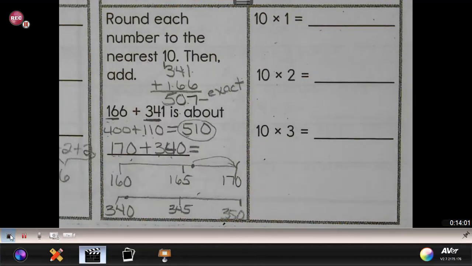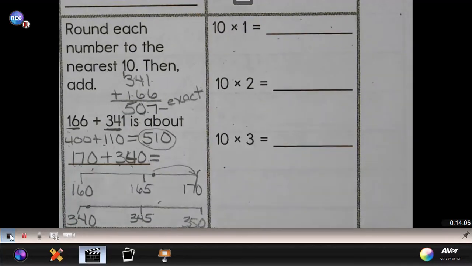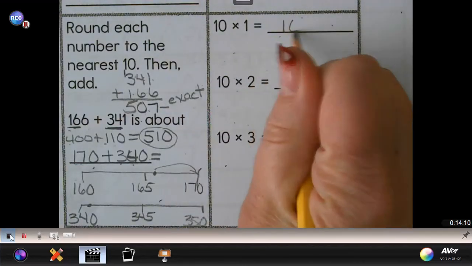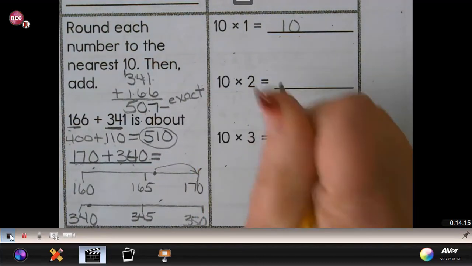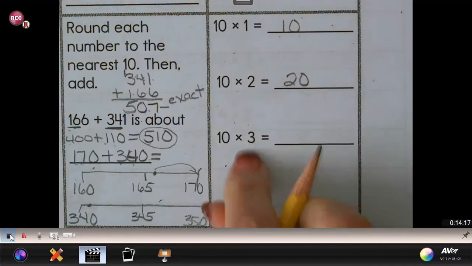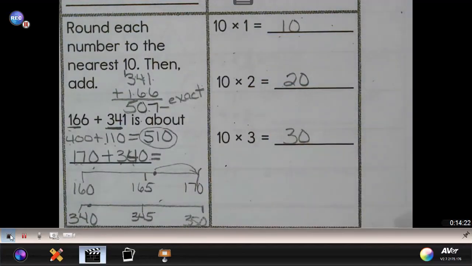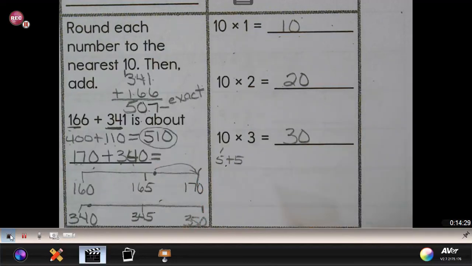Okay? Now we're multiplying a number times 10. So one group of 10 is 10. Two groups of 10 is 20. Three groups of 10 is going to be 30. Now, just a reminder, you could break these up into 5 times 3 and 5 times 3. This is something that we were talking about earlier with our distributive property.